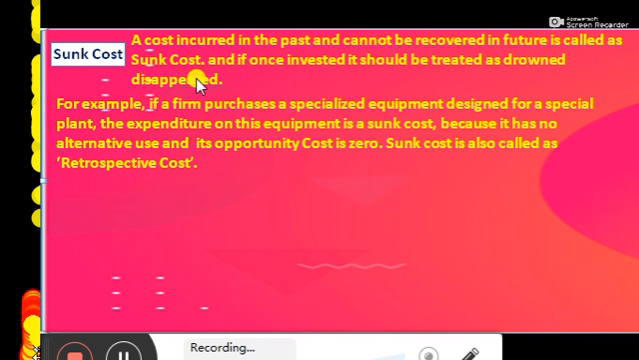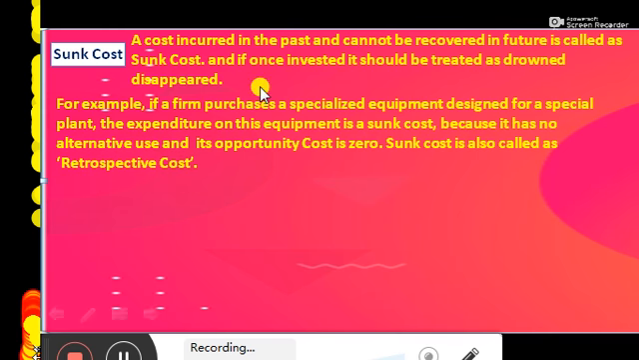ஒரே முறை செலவு பண்ணது, maybe purchase of technology அந்த மாதிரி சில விஷயங்கள்லாம் சொல்லலாம். For example, if a firm purchases a specialized equipment designed for a special plant, the expenditure on this equipment is a sunk cost because it has no alternative use and its opportunity cost is zero. Sunk cost is also called retrospective cost.